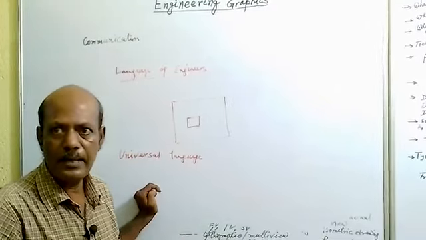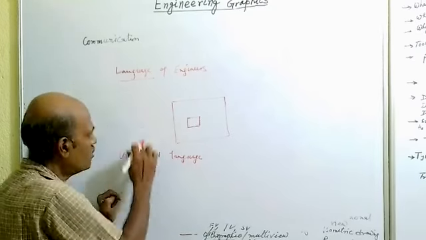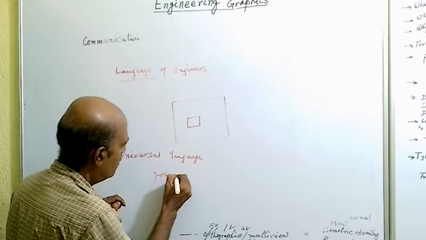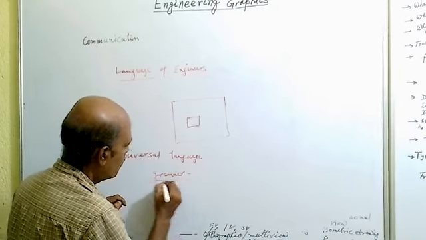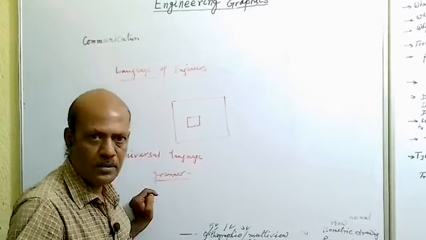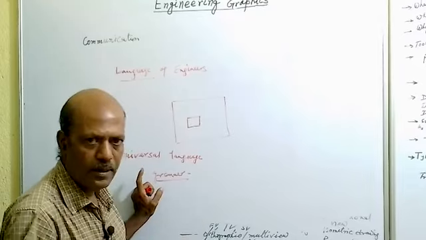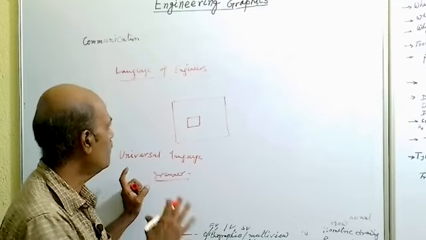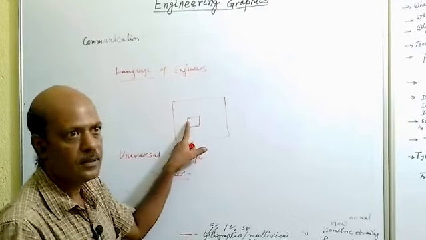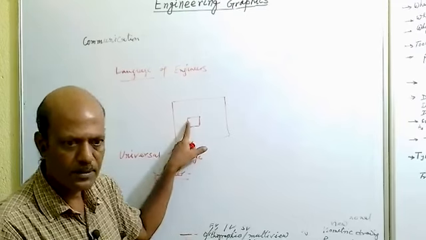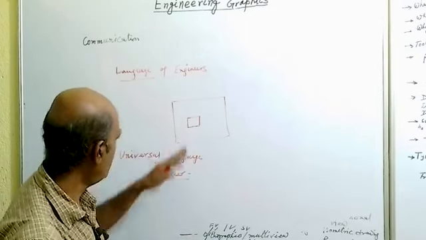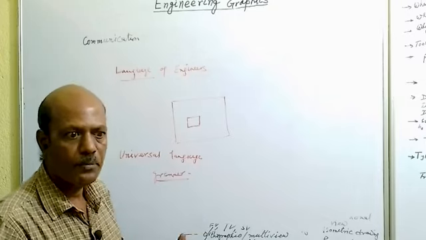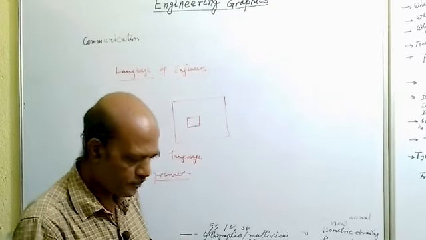Now, like other languages, this language also has grammar. In drawing, the various rules to be followed to draw the object come under the grammar. We will see afterwards how to draw the figure correctly on a sheet of paper.